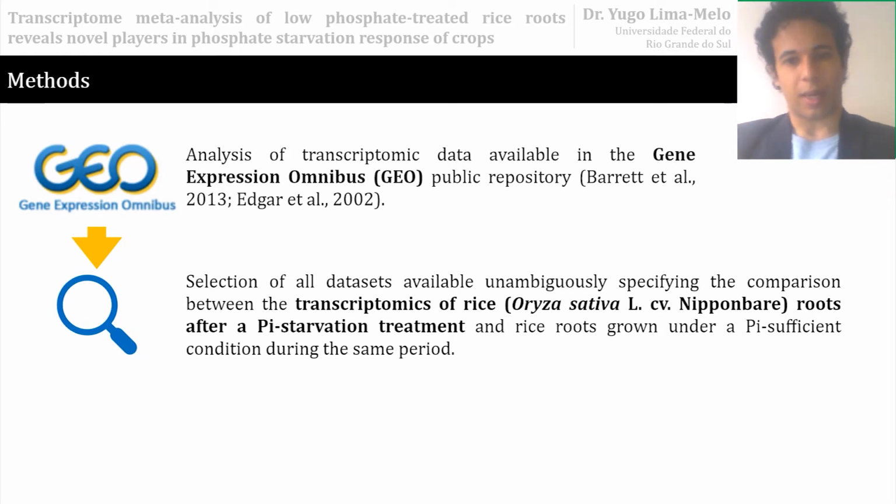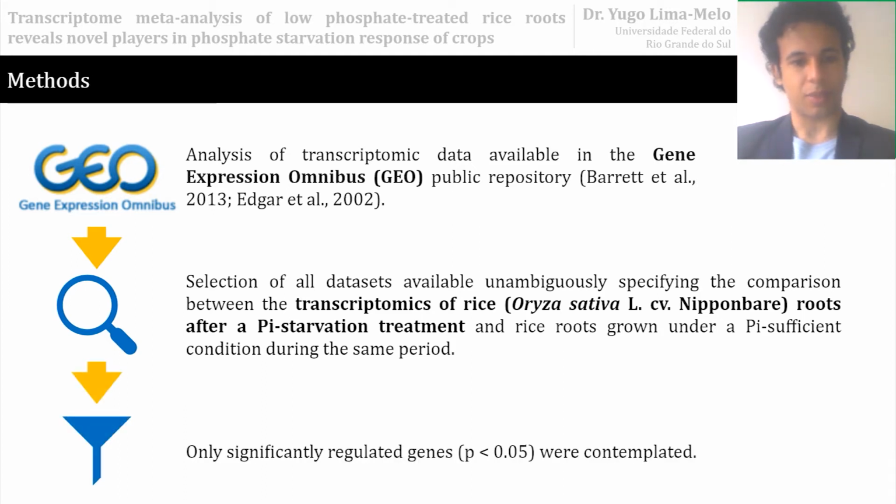It's important to highlight that we only used Oryza sativa, cultivar Nipponbare, because we wanted to have plants not with the same genome, but I mean genetically similar among them, so we could compare the different data sets, which would not occur if we had, for example, different cultivars. Some of them are phosphate starvation tolerant, and others are phosphate starvation sensitive. So we have to focus on only one.